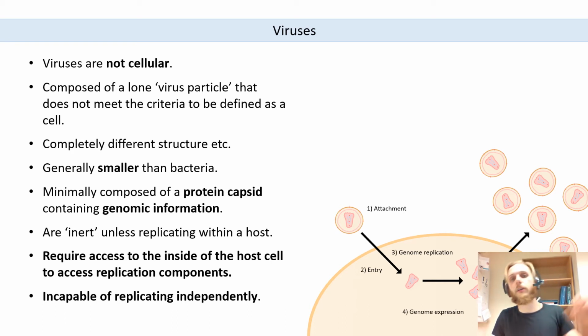So for example, when an adenovirus that causes a common cold enters into the epithelial cells of your respiratory tract, it will immediately begin using the cellular replication machinery to make copies of its genome. It will immediately begin using the cell's transcription and translation machinery to express its own genome and to produce the proteins it needs to produce. And that's the fundamental basis of viruses' existence.